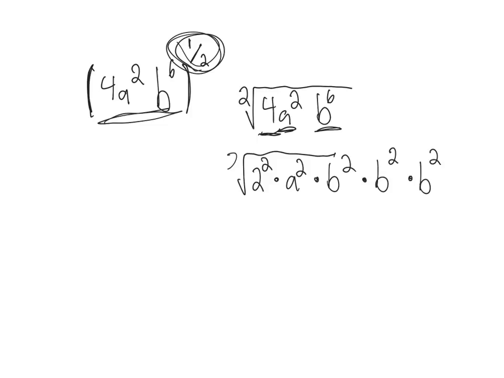Now, for all numbers that have a square, you take out, which is luckily every single number and variable here. So your final answer would be 2a and b to the 3rd.